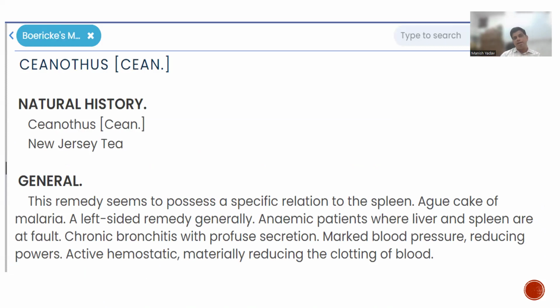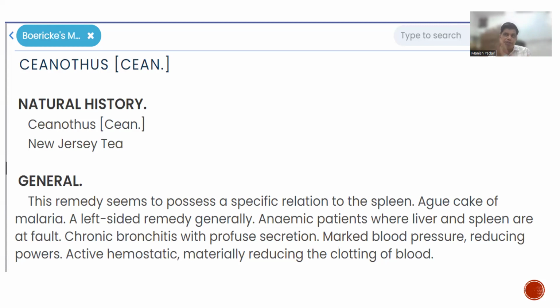Predominantly a left-sided remedy. Of course, the organ is on the left side, but if you go into other chapters of head, abdomen, menses, you'll find left-sidedness is very predominant. So all the complaints which are aggravated or where the problem is are on the left side. Anemic patient where liver and spleen are at fault. When you are reading about spleen, sickle cell anemia, hemolytic anemia, anemia is a very important component because the spleen has a lot of role to play in anemias.